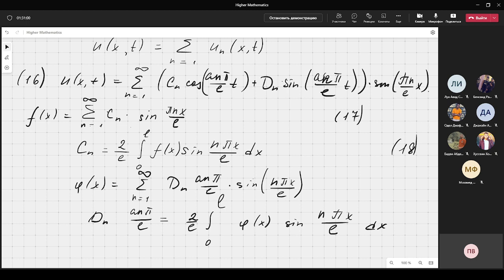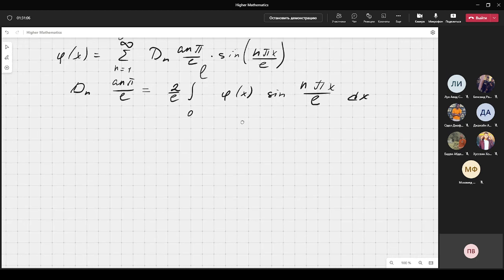or d_n equals 2 over a n pi times the integral from 0 to L of phi of x times sine of n pi x over L with respect to x. Formula 19.